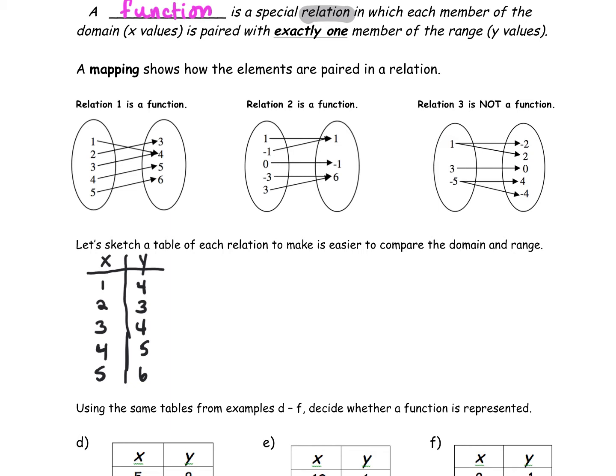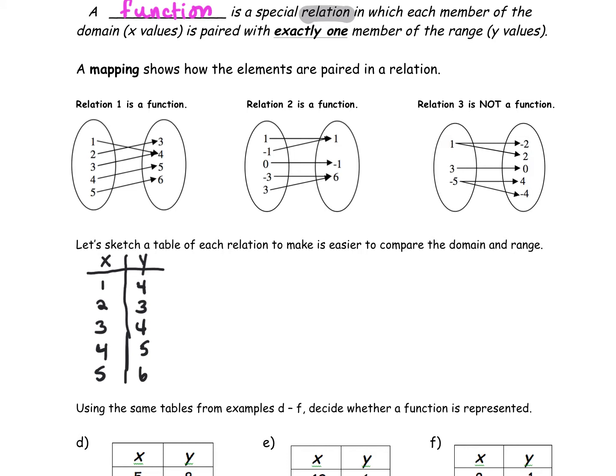So you can see that each one of these x values is matched up with just one y value. For instance, 1 is with 4 and 1 is not with any other number. 1 is not listed with 3. So the y values, the range values, can be repeated, but not the x values.